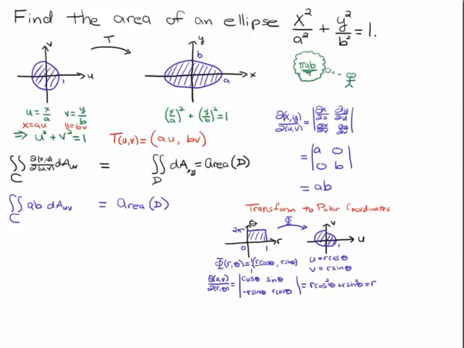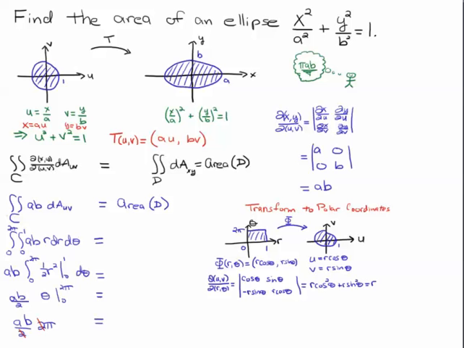Then you take the Jacobian, the derivative of u with respect to r, which is simply cosine theta. The derivative of v with respect to r would be sine theta. The derivative of u with respect to theta will be minus r sine theta, and the derivative of v with respect to theta will be r cosine theta. And then when you take this determinant, you get r cosine squared plus r sine squared. You factor out the r, and you're simply left with r, because cosine squared plus sine squared is equal to 1. So that r is the Jacobian.